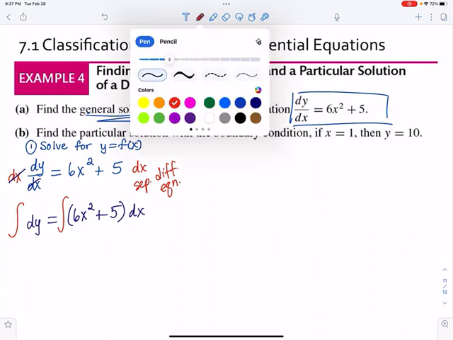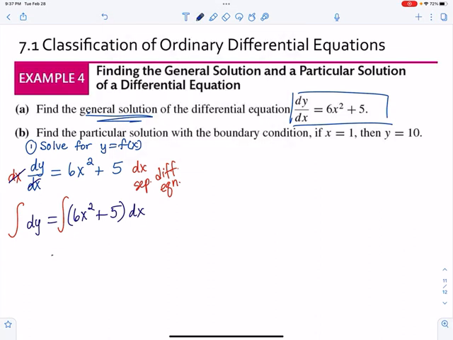Then what I'm going to do is actually integrate. So if I go to the right side, I'm going to add 1 to the exponent and divide by the sum. That's going to be x to the third, 6 divided by 3 is 2, plus 5x here. And then I know I have plus c.